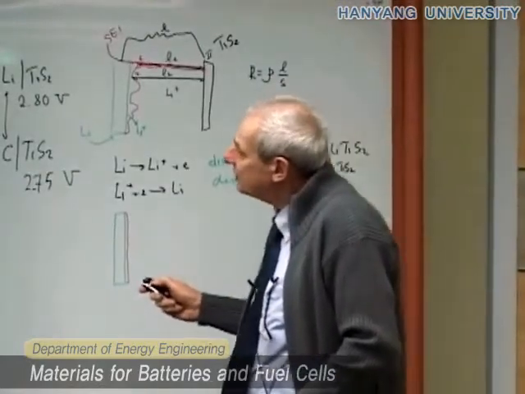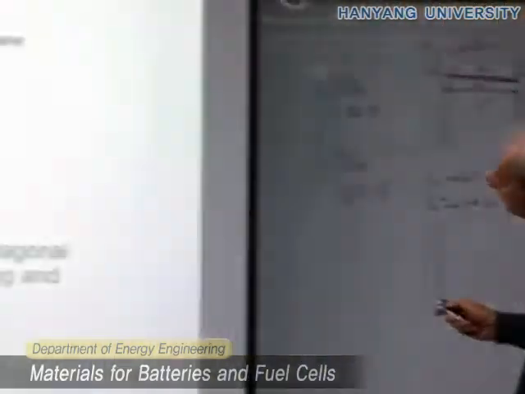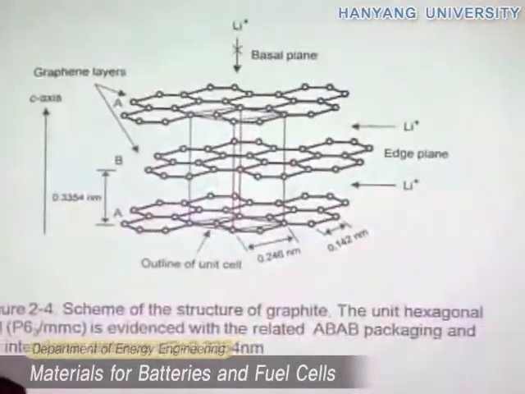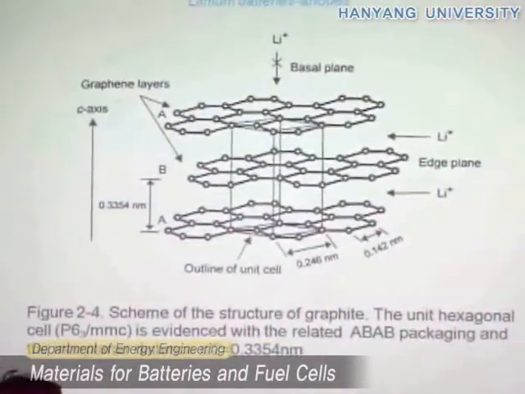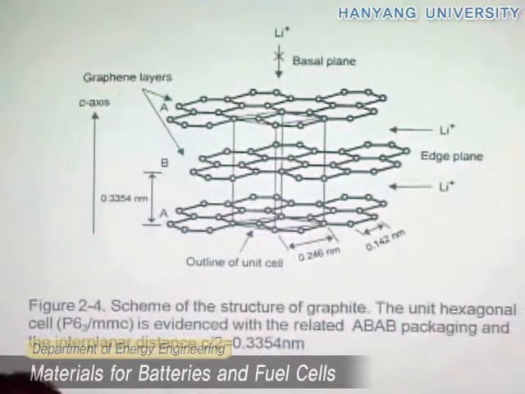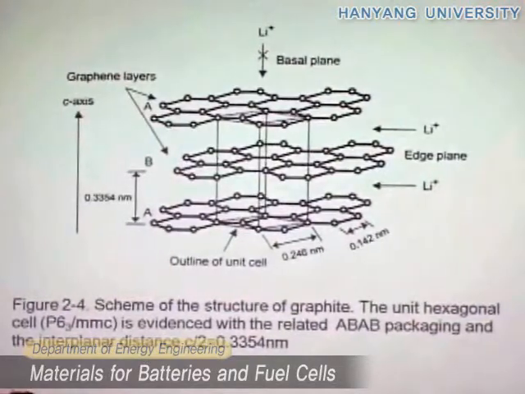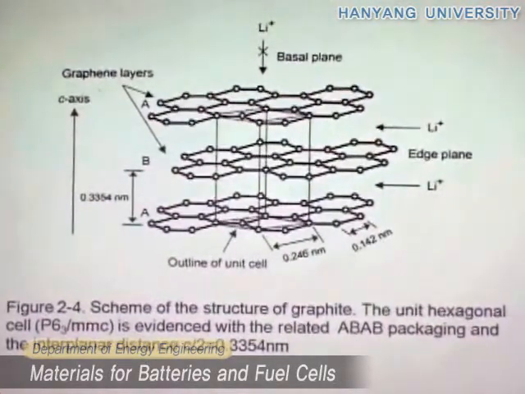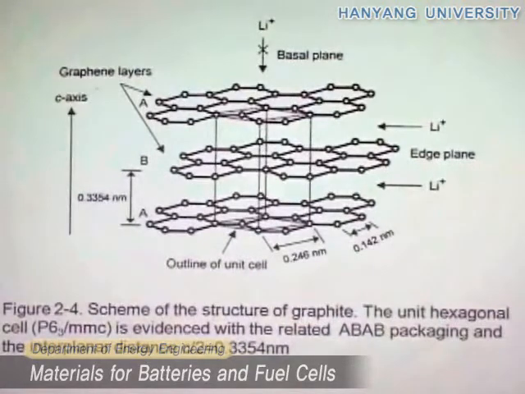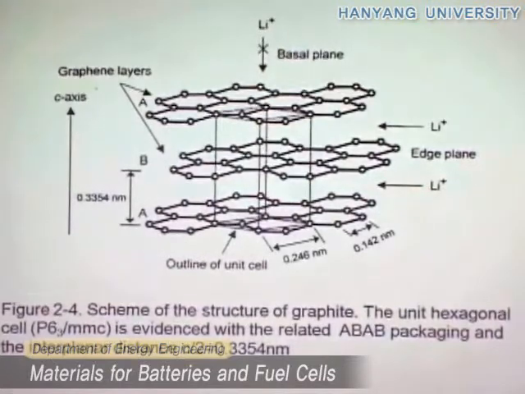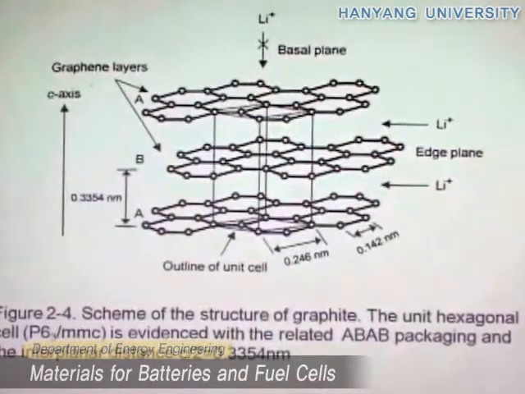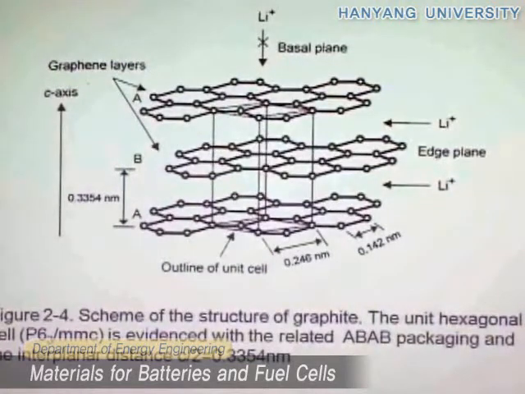Okay, this is again the structure of graphite, which gives you all the information. And you see that the distance of the graphene is about 246 angstrom, and the open space is 0.334 nanometers, so it's large enough to accommodate lithium. However, only lithium, because if lithium is solvated by the solvent, then the solvation shell will be too big to enter here.